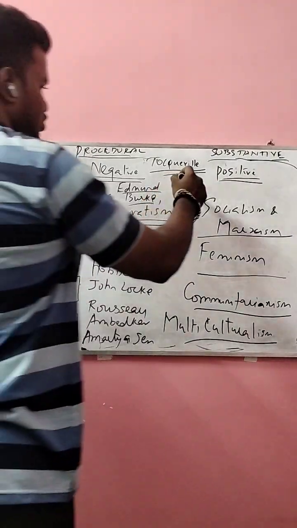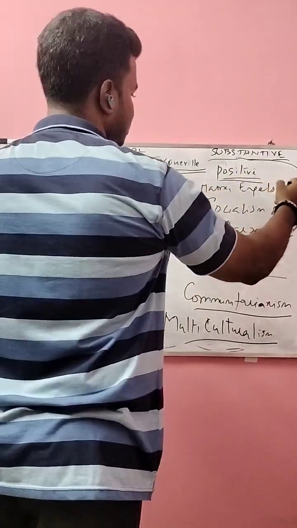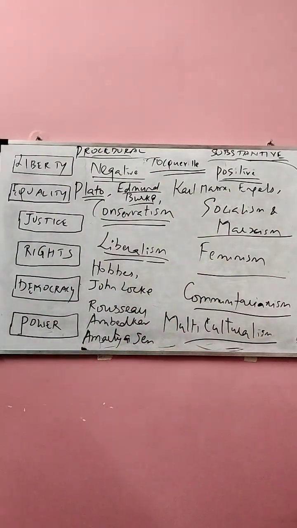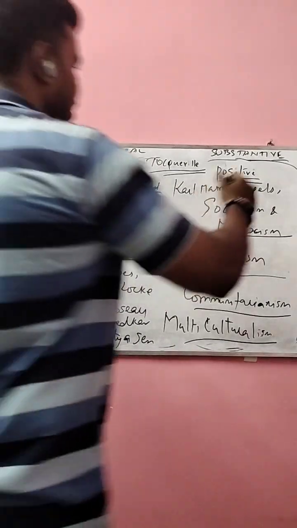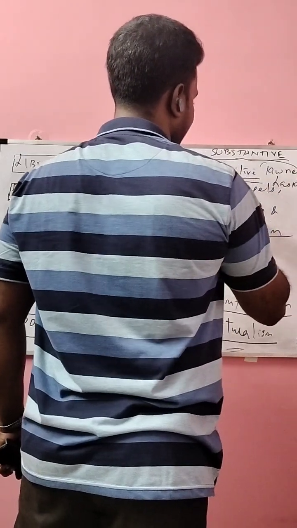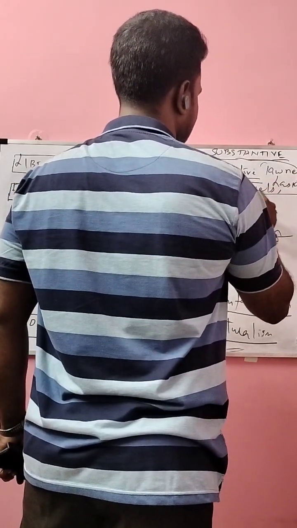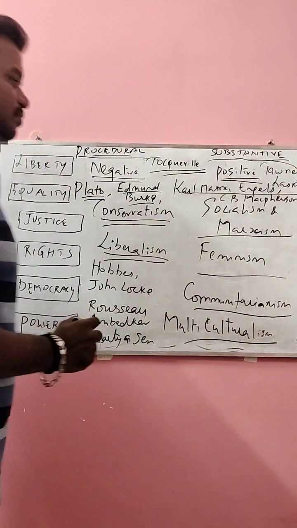Socialism and Marxism, important scholars Karl Marx, Engels. Apart from Marx and Engels, there are many European scholars. They mainly belong to the social democracy and democratic socialism ideologies. R.H. Tawney, Harold Laski, and C.B. Macpherson. These are the important ones.